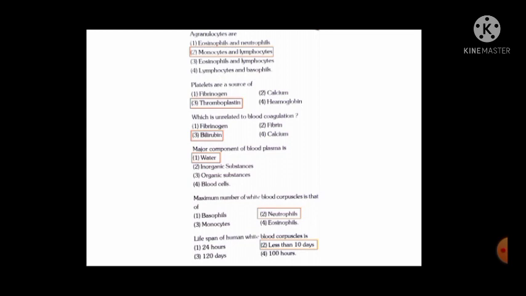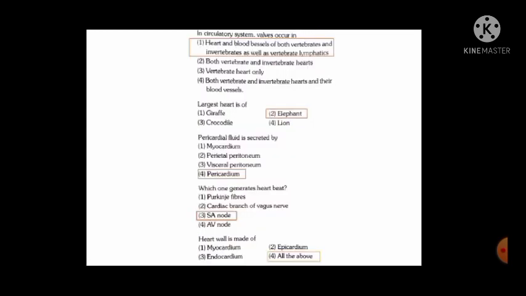Maximum number of white blood corpuscles is that of neutrophils, which are 60 to 62%, or nearly about 65% present in the body. And against that, basophils are lesser in number, very less in WBCs. Lifespan of human white blood corpuscle is less than 10 days, whereas for RBCs it is 120 days.